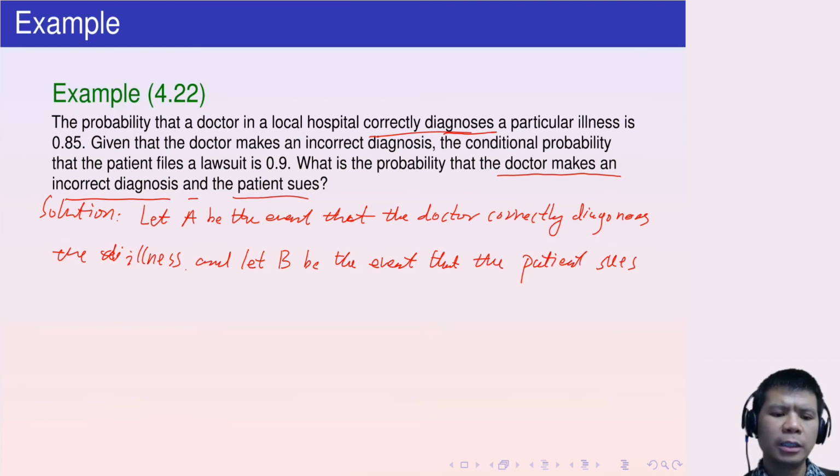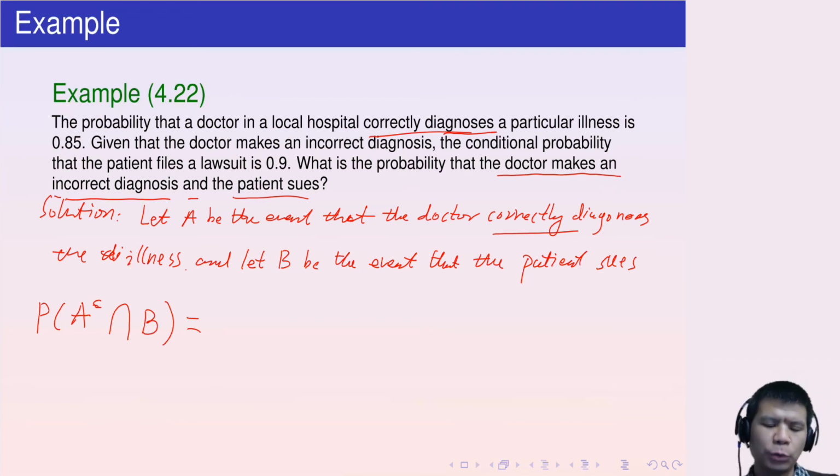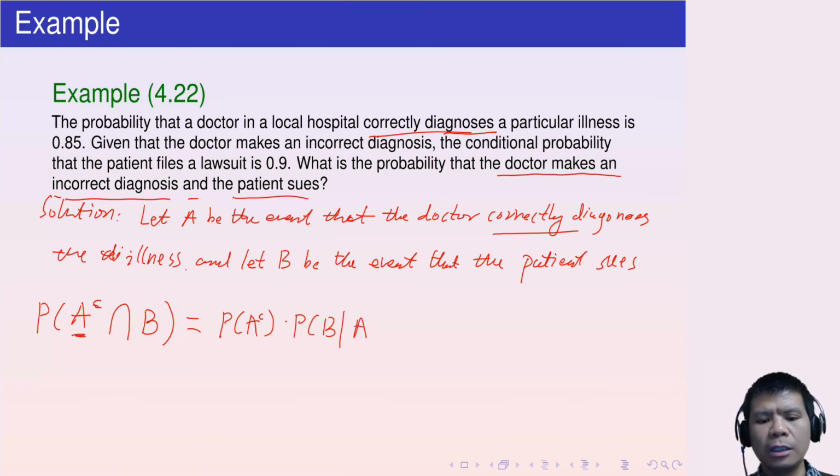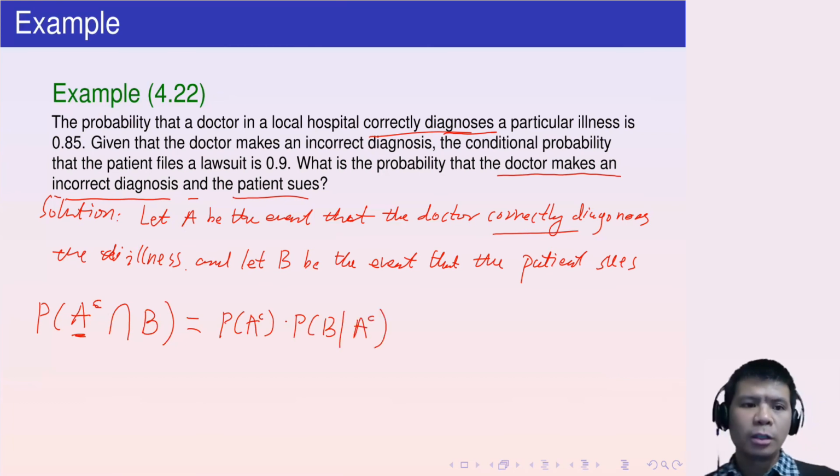Here A is correctly diagnosed, so we're talking about the incorrect diagnosis. That's going to be the complement of A intersect B, the patient sues. For this one, there is a logical reason. The doctor needs to make an incorrect diagnosis, then the patient sues. So we are going to first have the probability of A complement, times the probability of B given A complement. So this makes sense, right?